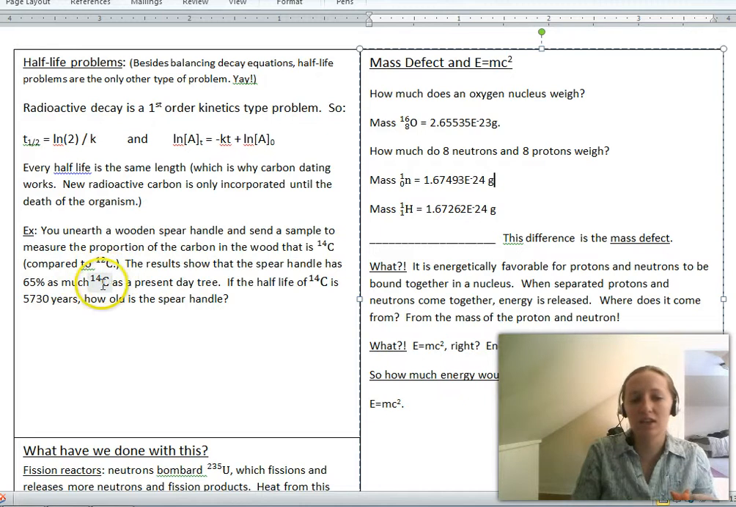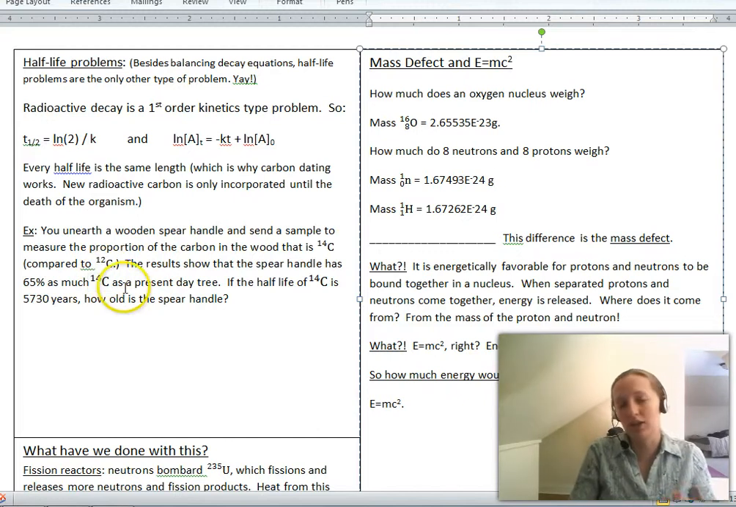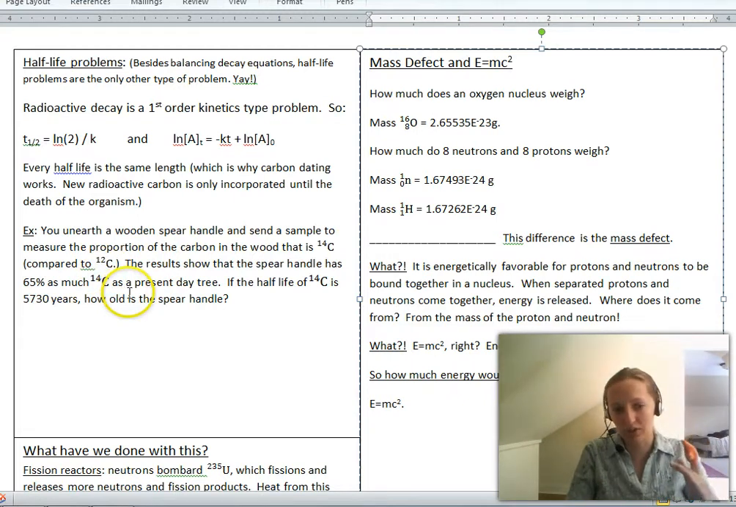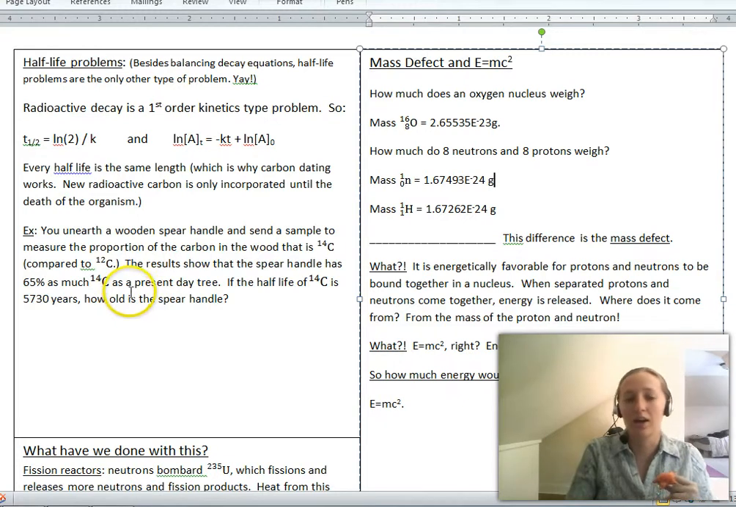So carbon-14, which is a very small fraction of overall carbon, is incorporated at a constant rate until you die. And then after you are dead, that carbon-14 is decaying and is no longer being replenished. And so you can watch the percentage of carbon-14 decrease as a dead thing hangs out over time.